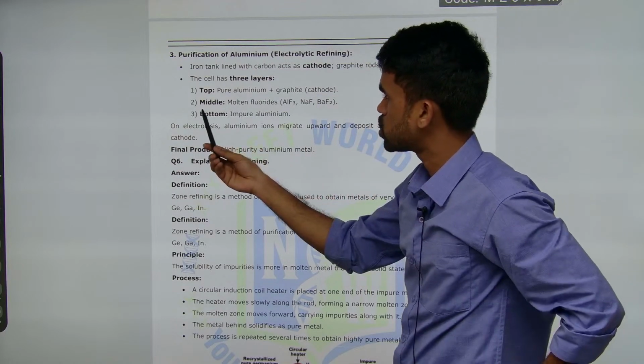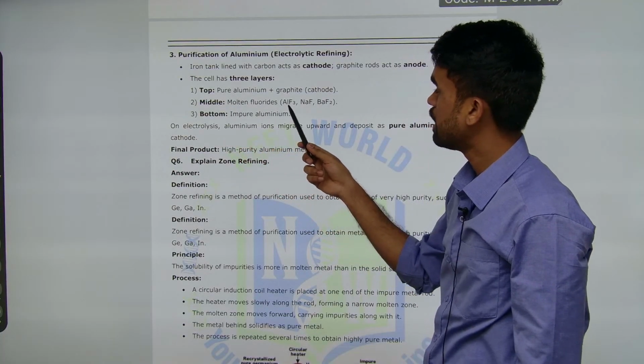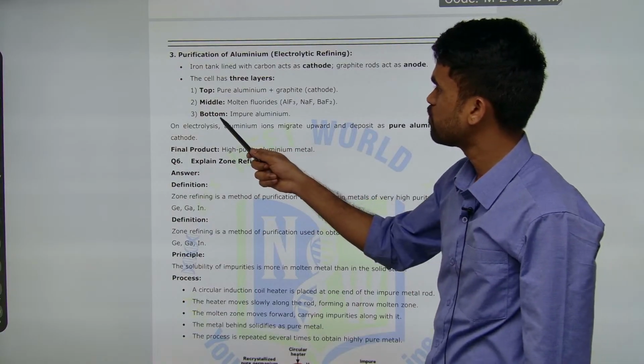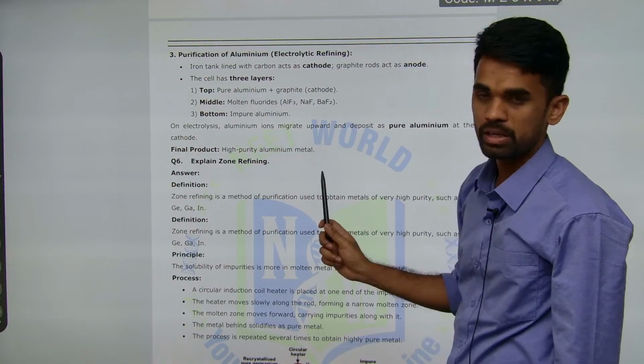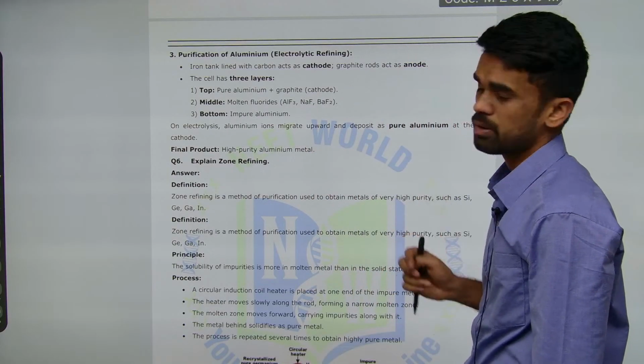Okay, the middle layer contains molten fluorides like AlF3, BaF2, NaF. And at the bottom portion we have impure aluminium. So this impure aluminium can be purified here during this electrolytic refining.